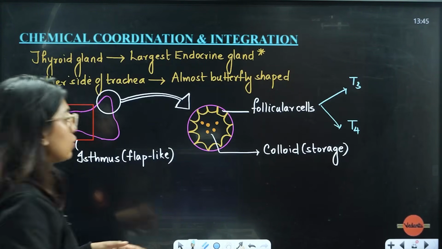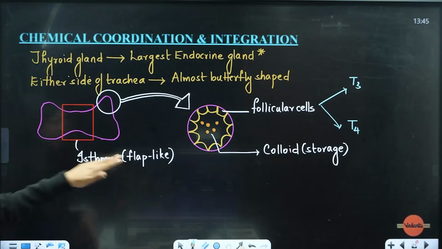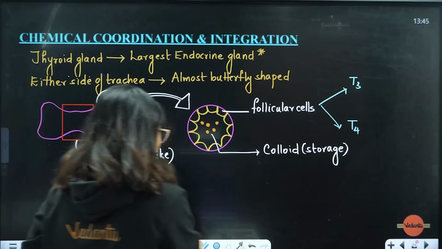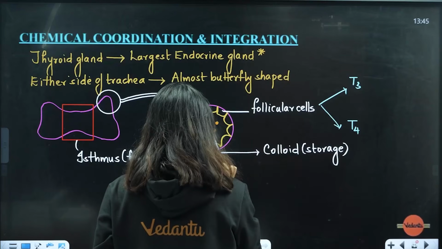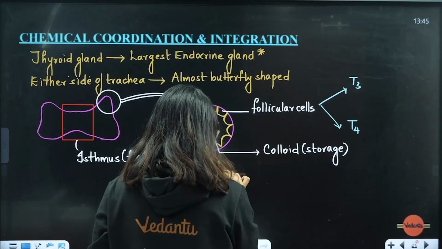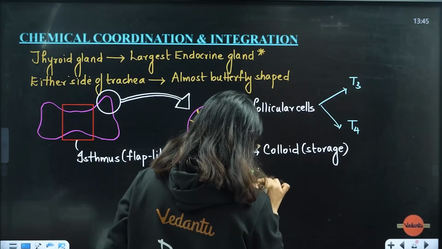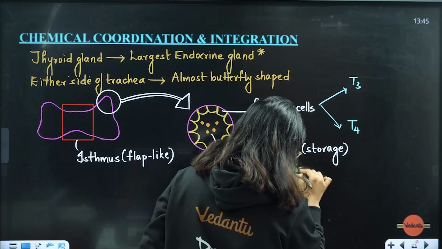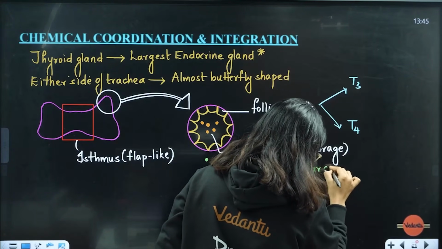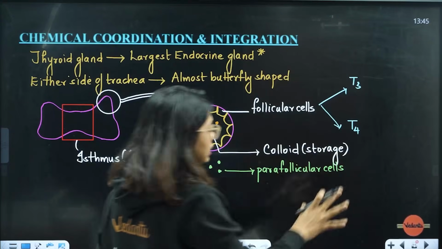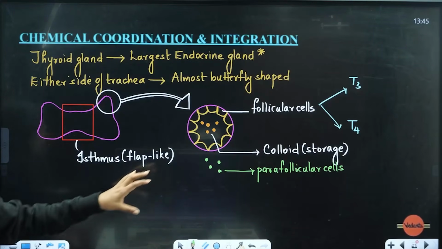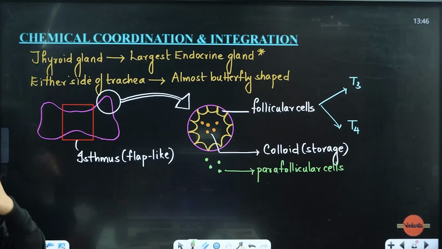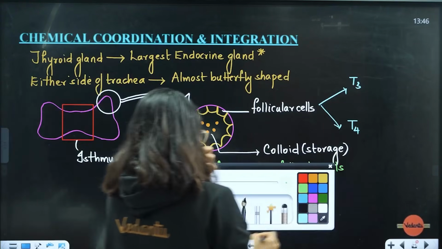Yes or no? This is your T3. Now students, in the spaces, I told you, parafollicular cells are also going to be present. I'll teach you parathyroid hormone, but understand that parafollicular cells will also be present. Clear? Yes or no?